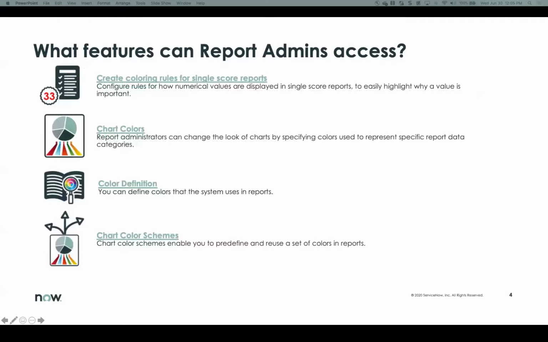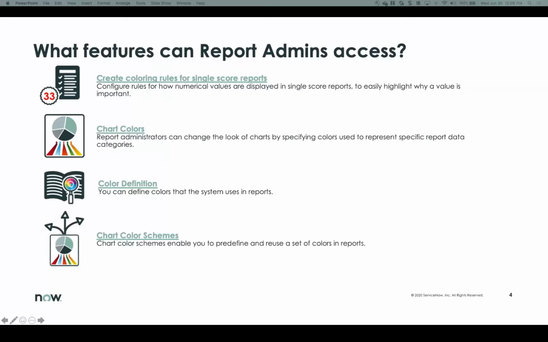And then we'll talk about creating color rules around single score reports. So a score means something. Let's put maybe some color to it to drive action based on what that color actually means. And then we'll look at chart colors, the ability to actually change the colors of the reports. We at ServiceNow put some really bright and vibrant colors to most of the reporting, but actually having the ability to put some colors there, again, that drive action is a really good feature, and we'll show some of that.